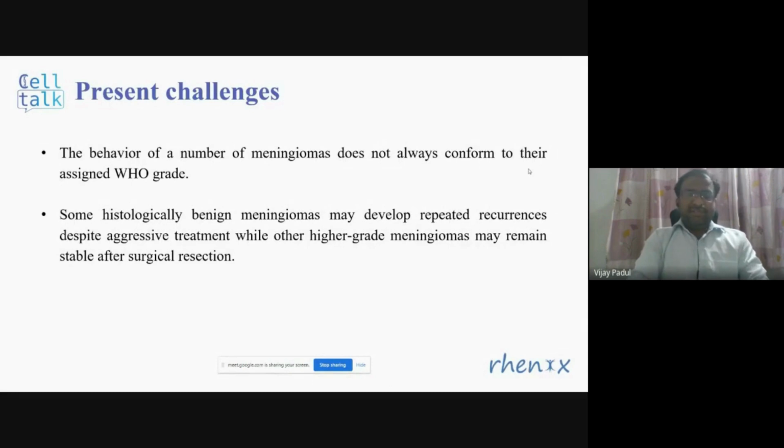Now, what are the present challenges with respect to meningioma classification? It is that the behavior of meningiomas does not always conform to their assigned WHO grade. So some histologically benign lower grade meningiomas may develop recurrence, but aggressive grades might remain stable after the surgical resection.